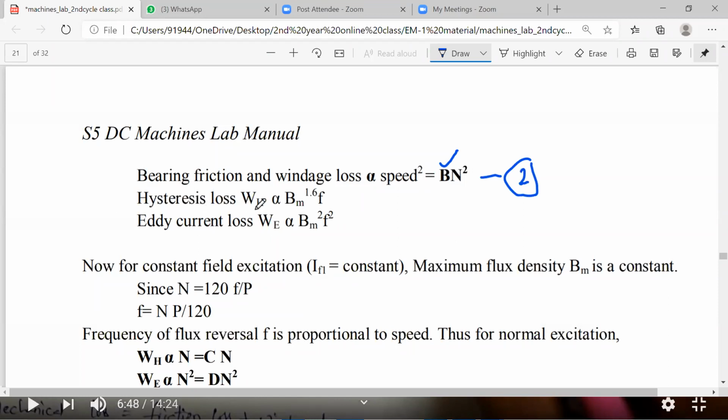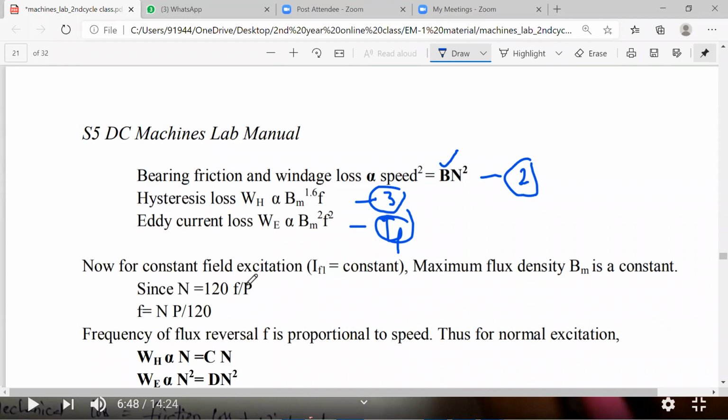And hysteresis loss is proportional to B maximum power 1.6 into frequency. This is the Steinmetz formula, for hysteresis loss and eddy current losses. This is equation 3. Eddy current loss is proportional to B maximum square into F square. This is equation 4. B maximum is the flux density.